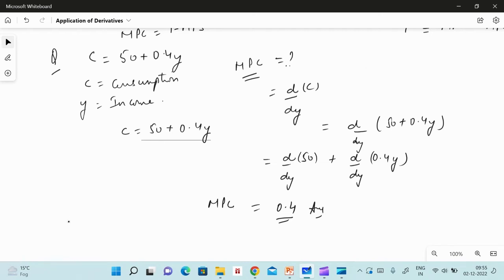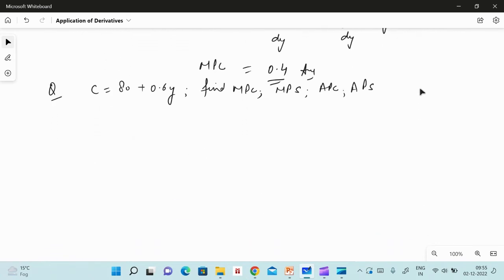Okay. Now I'll take one more question. Suppose it is given that C is equal to 80 plus 0.6y, and it is asked in the question that we have to find marginal propensity to consume, marginal propensity to save, average propensity to consume, and average propensity to save, right? So simply we will apply the formula.